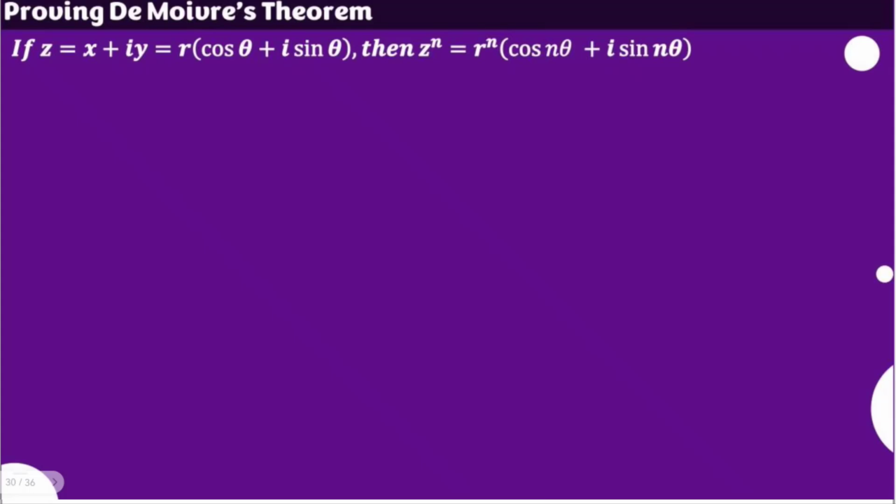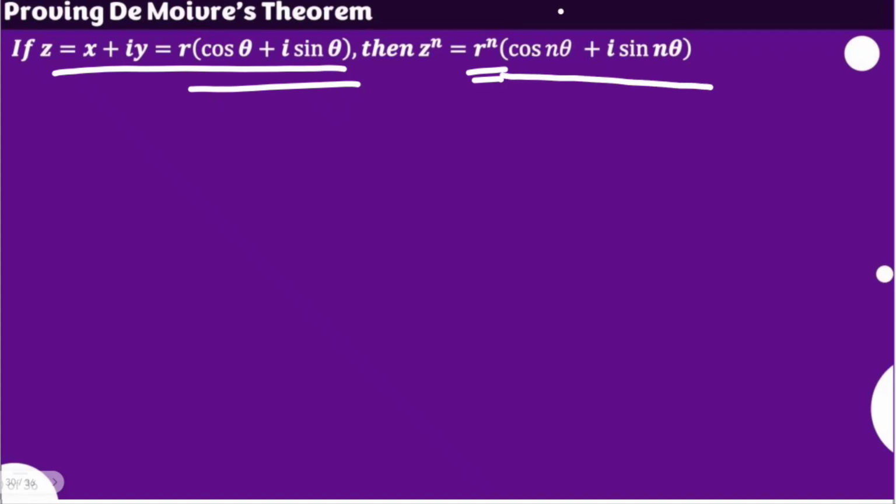Now this time, let's try to prove the De Moivre theorem in itself. It tells us that if we have a specific complex number, let's say z is equal to x plus iy, or expressed in this manner, then the nth power, z to the power of n, is just equivalent to r to the power of n, or the nth power of the modulus, times cosine n times theta plus i sine n times theta.